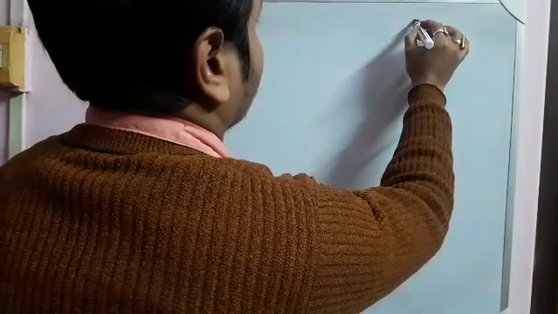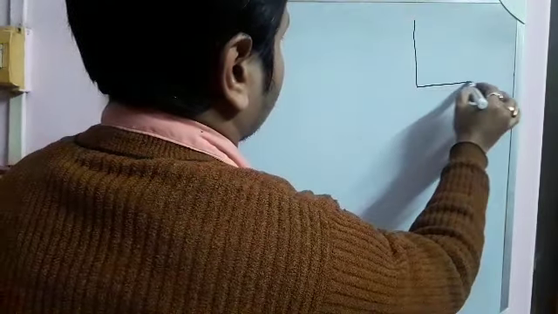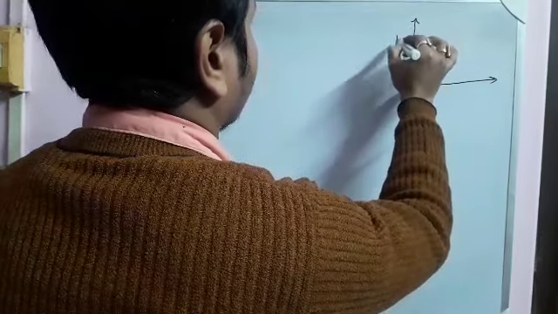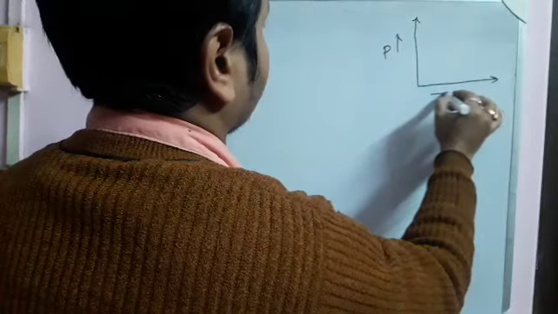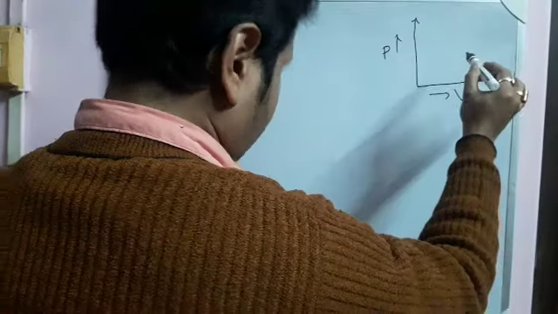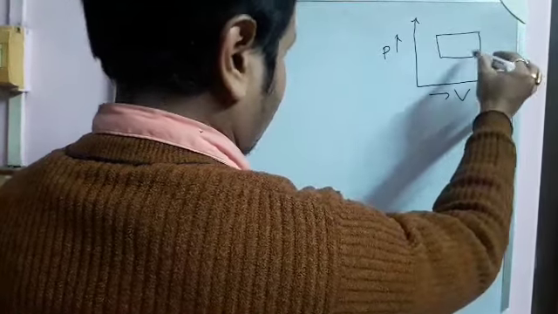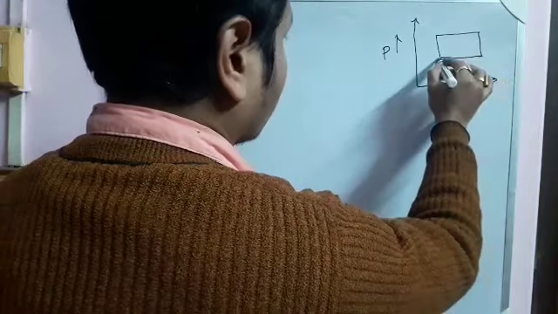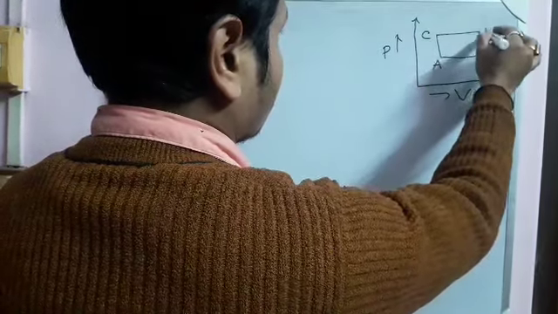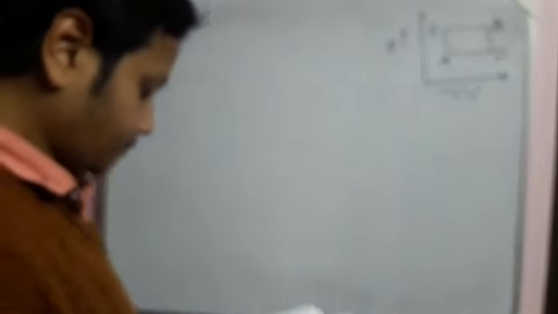This is a Carnot diagram. Say this is a Carnot cycle, that is a PV diagram, and this is the picture. The Carnot cycle is a rectangle.